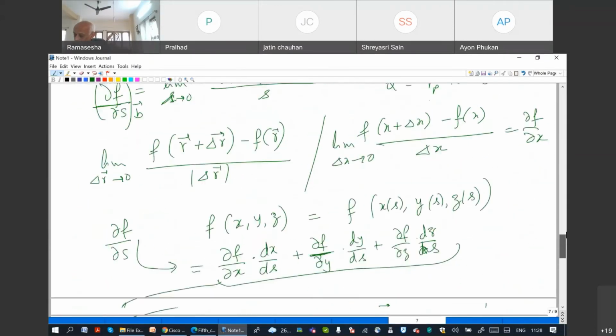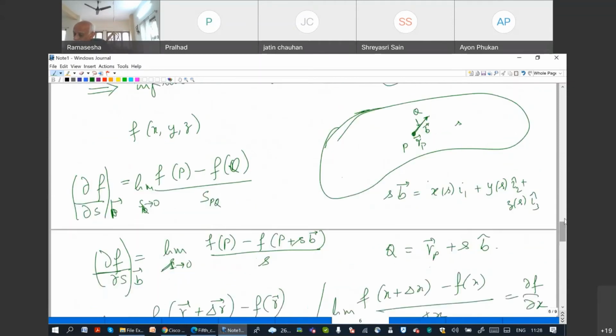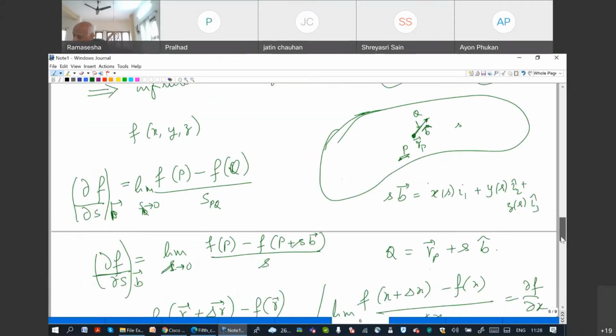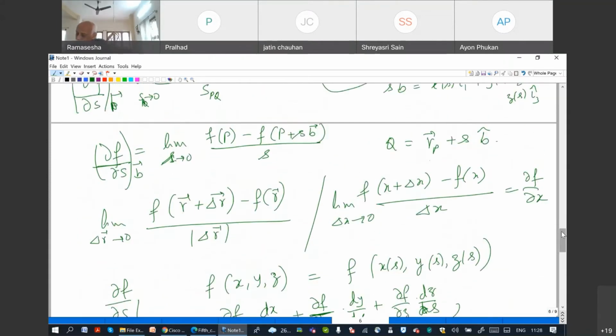Okay. Now I have a point P here, and I am moving in the direction of Q along B. This B is actually a unit vector. So what does it mean? The coordinates will be rp plus sB. The coordinate of Q is equal to rp plus sB, right? So this is what I have for the coordinates.